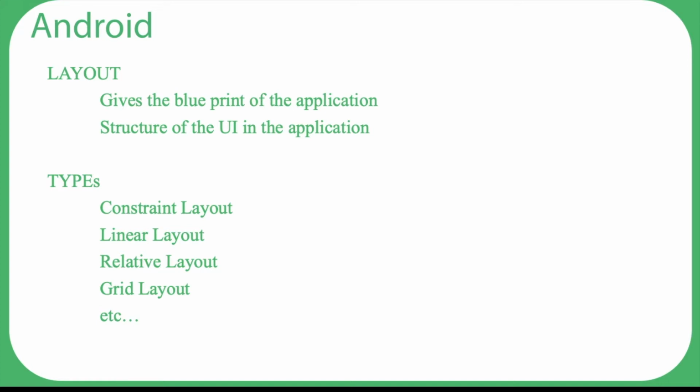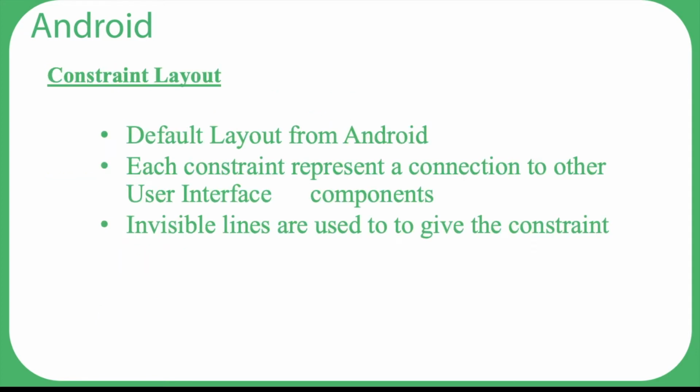The following are the different layouts: constraint layout, linear layout, relative layout, grid layout, and some other layouts are available for Android Studio. First one, constraint layout. It is a default layout given by Android Studio. That means when you are opening Android Studio and creating a project, by default this constraint layout will be available in the XML file.